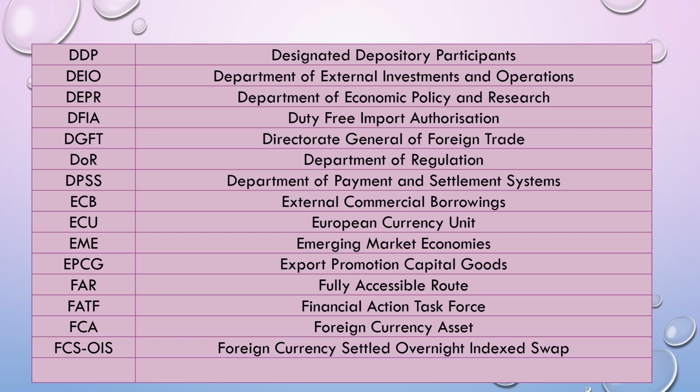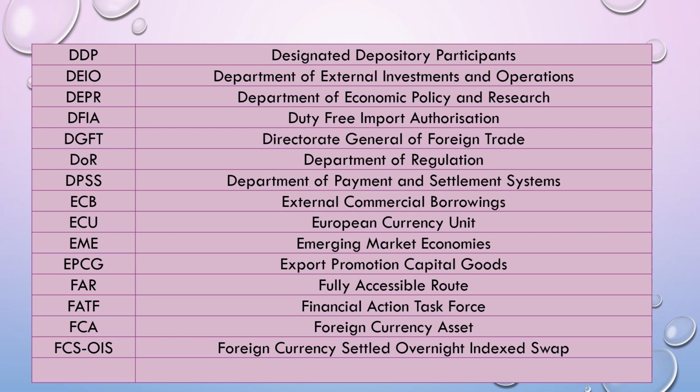DOR, Department of Regulation. DOR is the nodal department of the Reserve Bank of India for regulation of commercial banks for ensuring a healthy and competitive banking system, which provides cost effective and inclusive banking services.